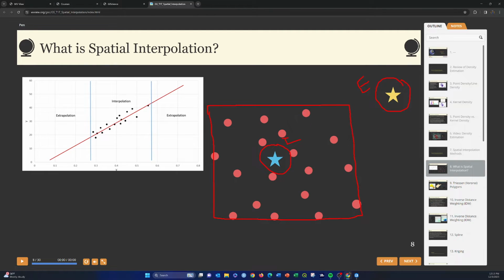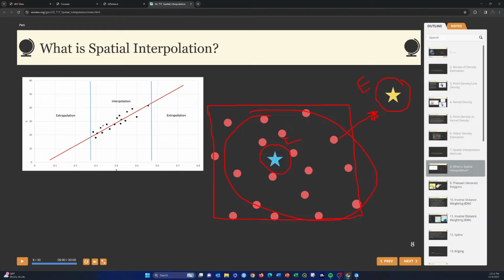Since there are no samples around this, we're basically using these values to extrapolate over to this location. That's generally considered to be more dangerous or more uncertain than interpolation. This is also true in a graphic space.